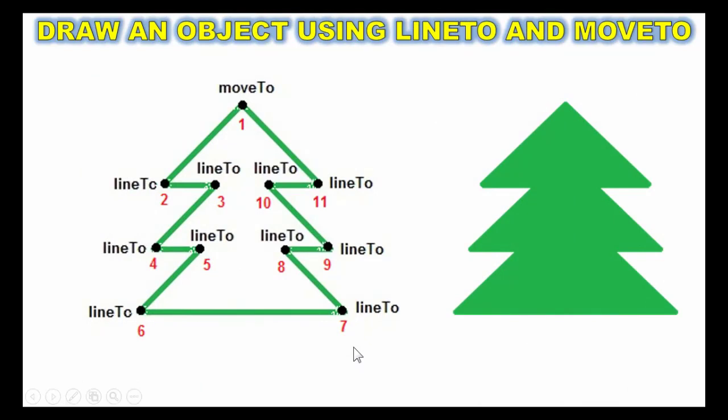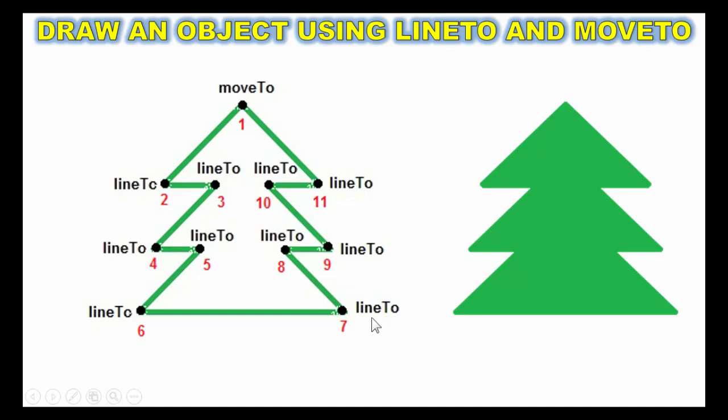Draw an object using LINETO and MOVETO. We learned in the previous slide that we can draw a line by using the MOVETO command and the LINETO command. Suppose we want to draw a pine tree that is filled with the color green on the right.